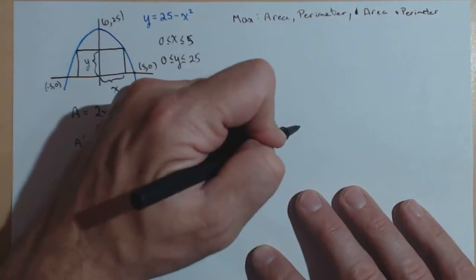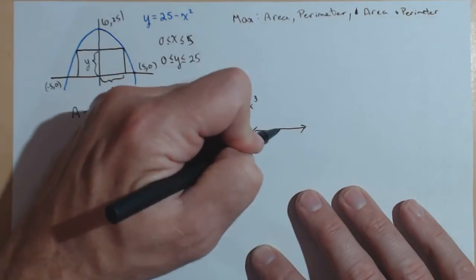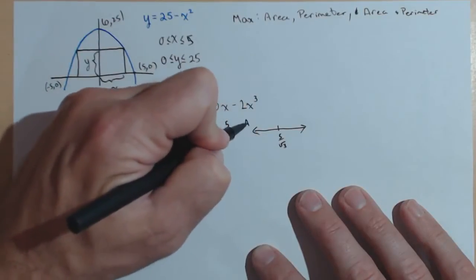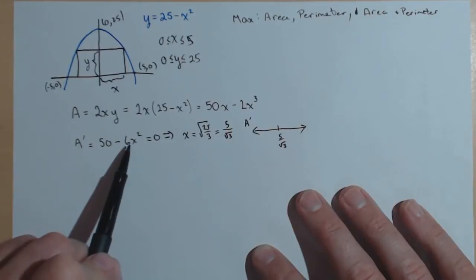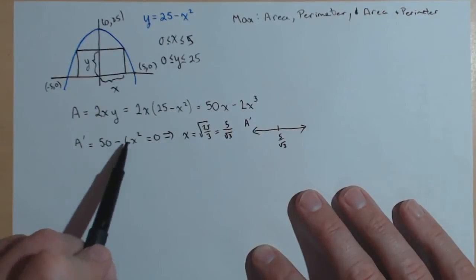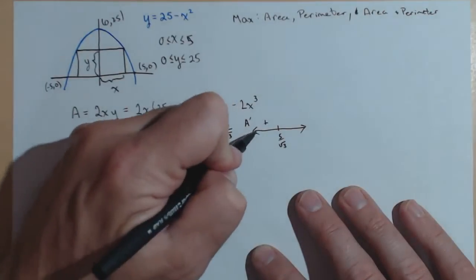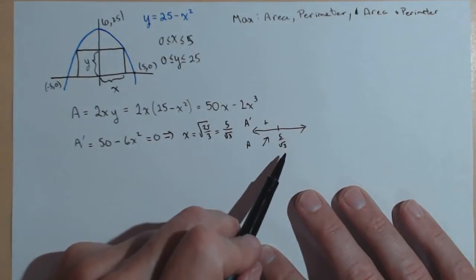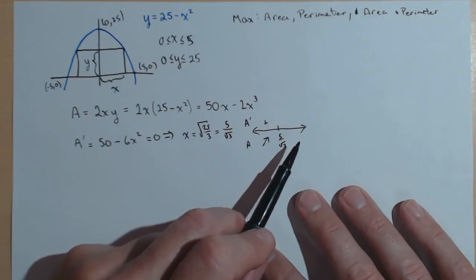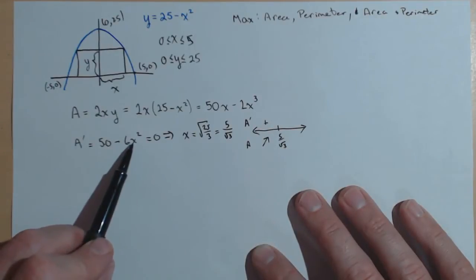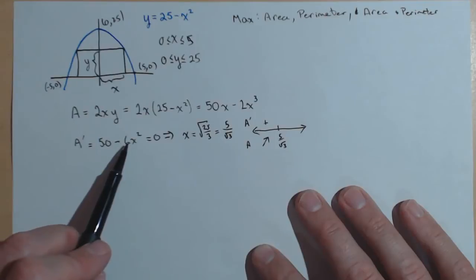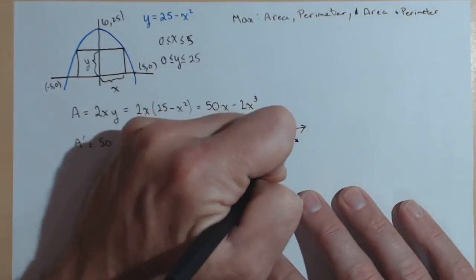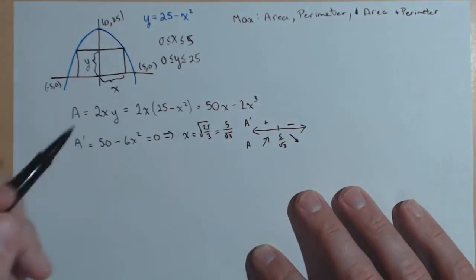Now if we wanted to do a number line analysis on this, 5 over rad 3, well, remember you check your numbers in A prime. Anything smaller, say 1, 50 minus 6 is going to be positive. So that tells me the area is increasing up to 5 over rad 3. Anything bigger, say 4, 6 times 16 is going to be 96. 50 minus 96, clearly negative, decreasing. So this is a relative max.